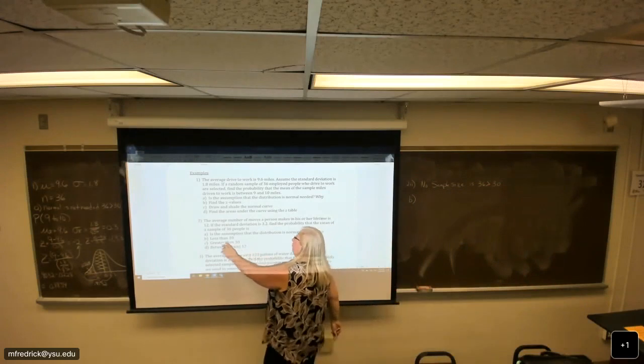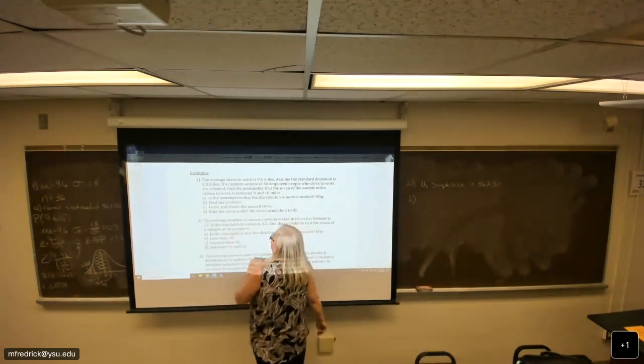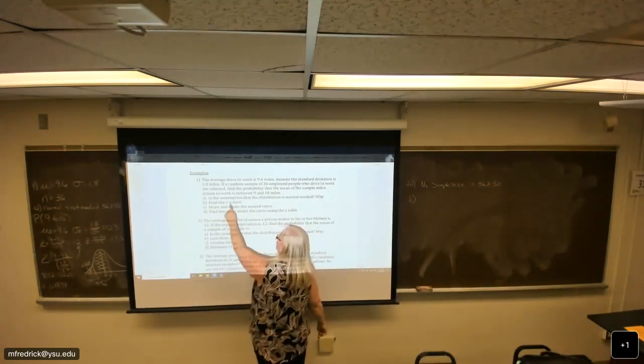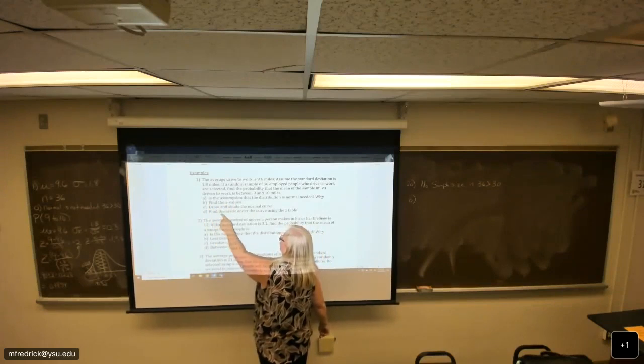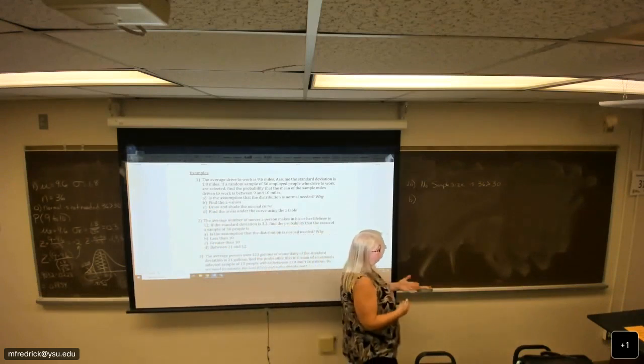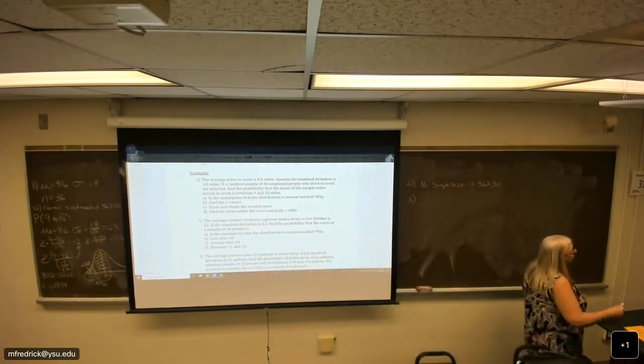So for part B, you could follow these steps, B, C, D. Find your Z value, shade your curve, and then find the area. For each problem, those are the 3 things you'll want to do.